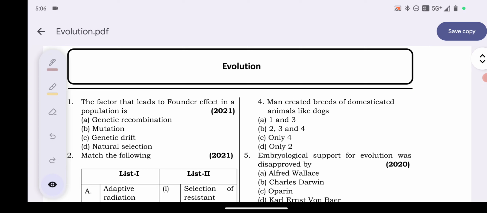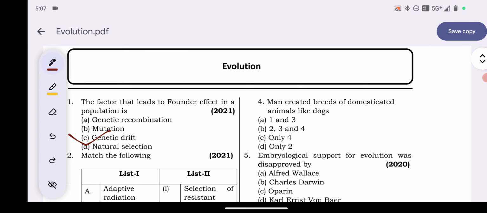First question. The factor that leads to founder effect in a population is? Option A genetic recombination, option B mutation, option C genetic drift and option D natural selection. So which factor leads to founder effect in the population? That is option C, genetic drift is the answer.